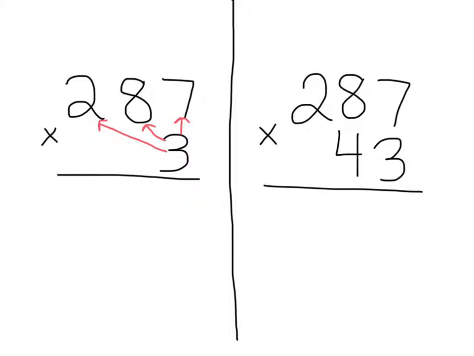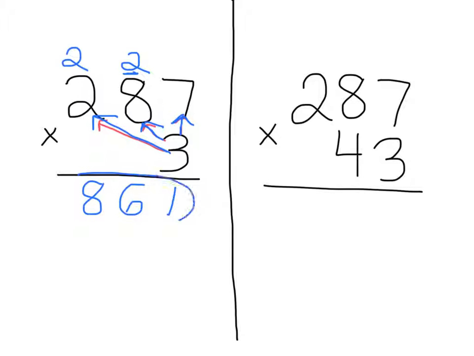So first we are going to do 3 times 7, which is 21. So we're going to put the 1 here and carry the 2. Now we multiply times the tens. 3 times 8 is 24, and then add the 2, 26. So we put the 6 here, carry the 2. Now we multiply times the hundreds. 3 times 2 is 6, plus 2 is 8, and we get our answer 861.